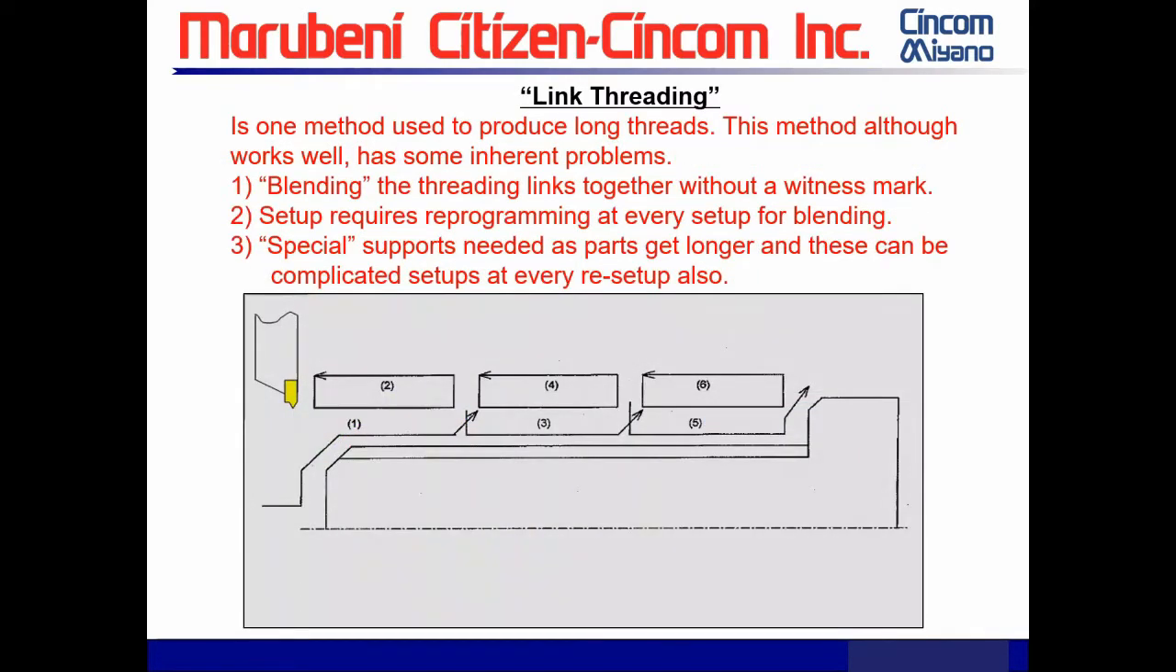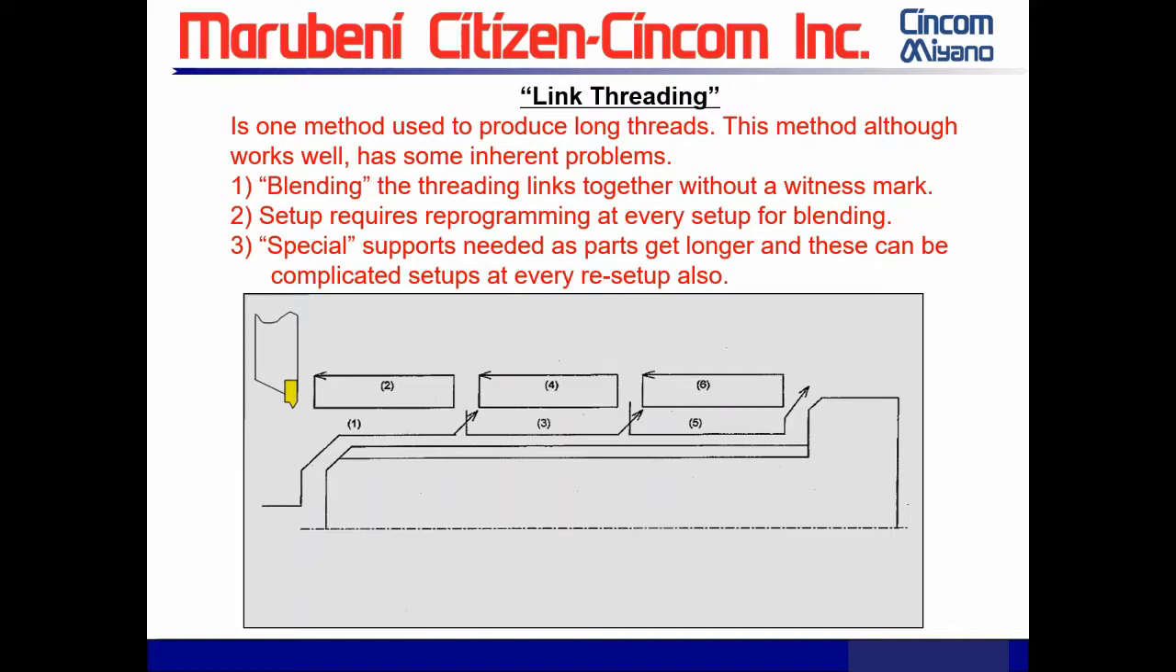Okay. In the past, what we did when we didn't have thread whirling, or in some cases, maybe you don't have it or for whatever reason aren't going to use it, we had a sectioned thread that became known as link threading. And it works well to produce long threads, but it does have some problems.